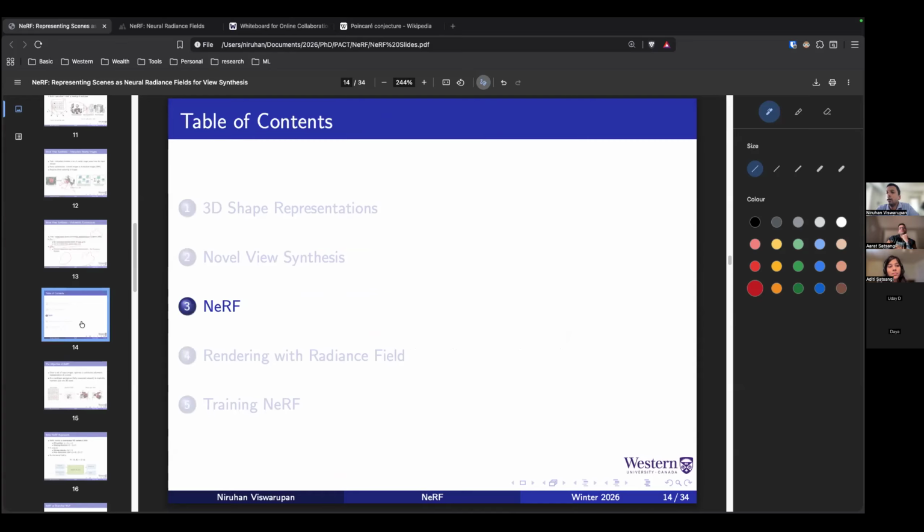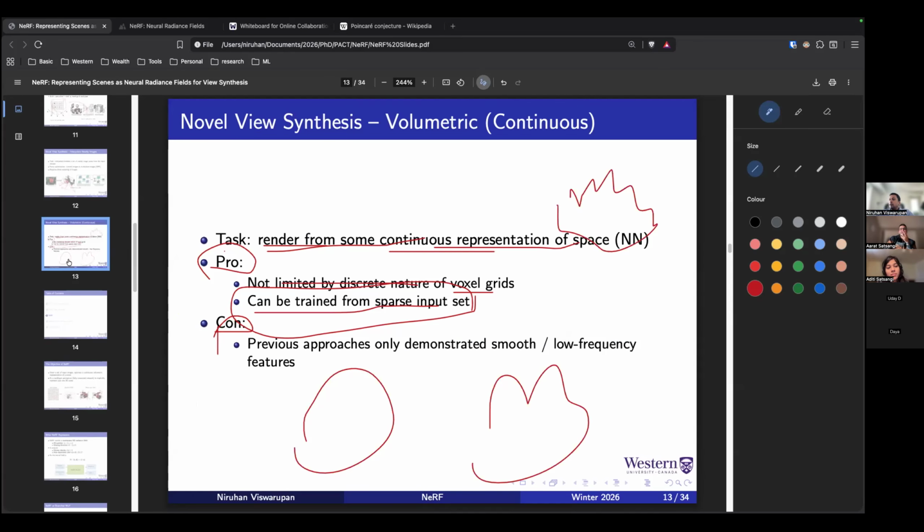Sorry, the second point, can be trained from a sparse input set. I think that means that the images you're training on are actually discrete, right? They are not continuous. Yes, that's why they say a sparse input set, because you don't have values between two pixels. It's limited by the resolution, but you're actually predicting in continuous space. Yes, that's one good way to look at it.